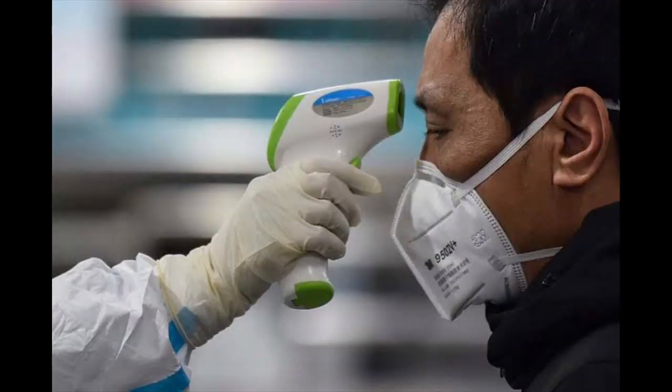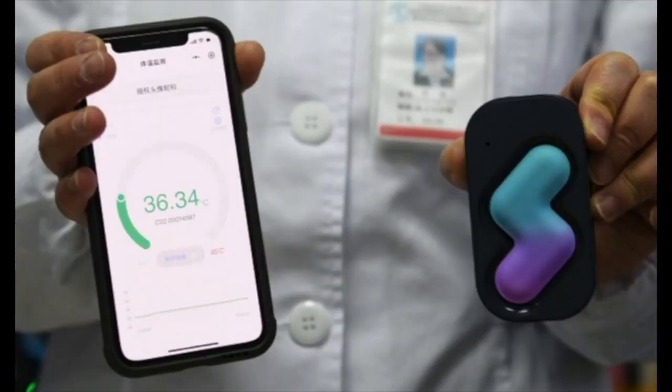Moving on, the next part is the temperature sensing part. Here, the normal human body temperature ranges from 36 to 37.2 degrees Celsius. If the temperature is very high, a message would be sent to the nearby hospital, an ambulance, or the person in charge of this part.